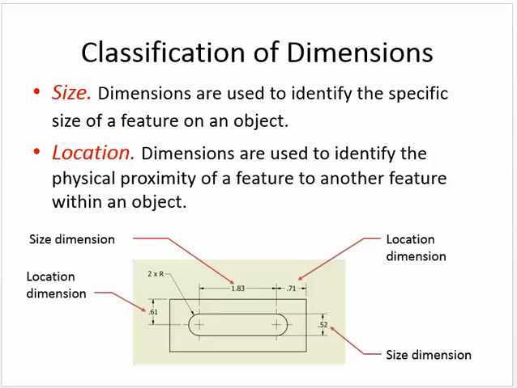Okay, classification of dimensions. There's two things here. Typically we dimension to give size, or the second thing we do is we dimension to give location. So down here you can see they're telling us, for example, this drill bit. If they're going to place a hole here, they're giving us a location dimension. This gives us a location. This gives us a size dimension. So that's important. We give those two things.